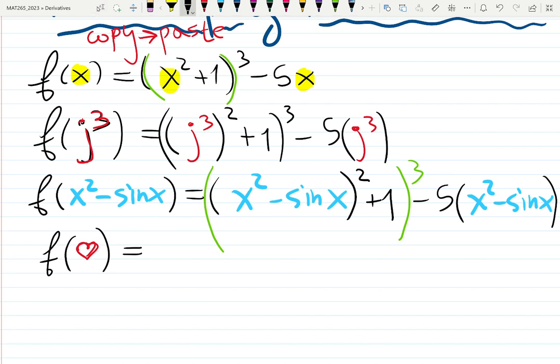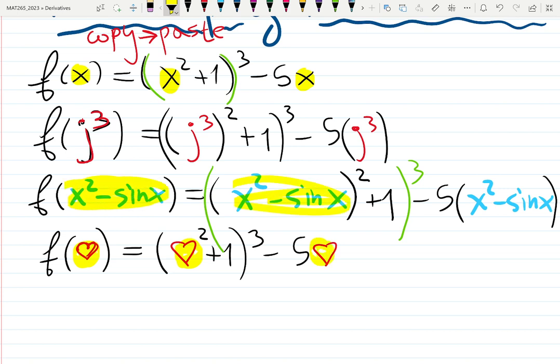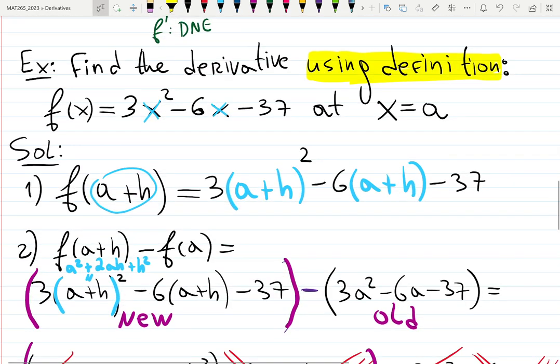So how do you plug it in? Everywhere you see x, you put love. So it's going to be (love squared plus 1) cubed minus 5 love. So no matter what I tell you, you need to know how to carefully plug it in. That's extremely important. So if you had gaps in this material, imagine it, copy and paste. Locate all x's and substitute with whatever I'm telling you to substitute. And that's what we just did for this function here. We had x, and we substituted a plus h everywhere. Does it make sense?